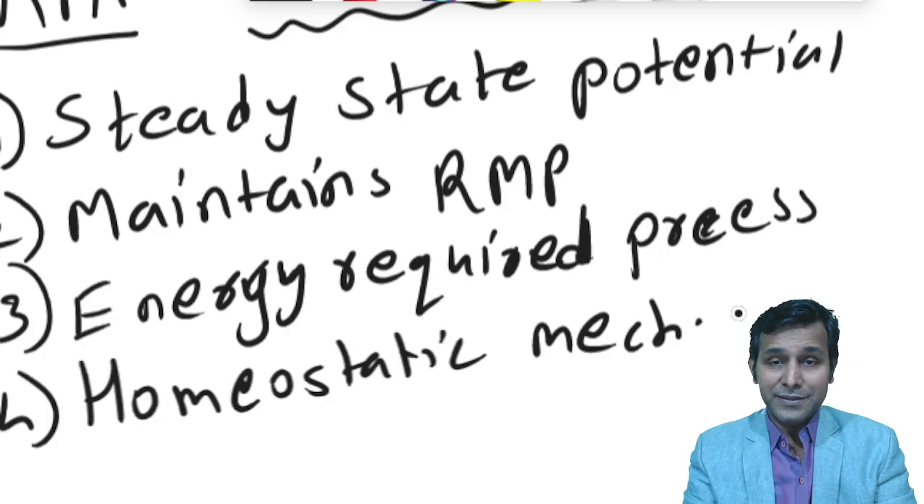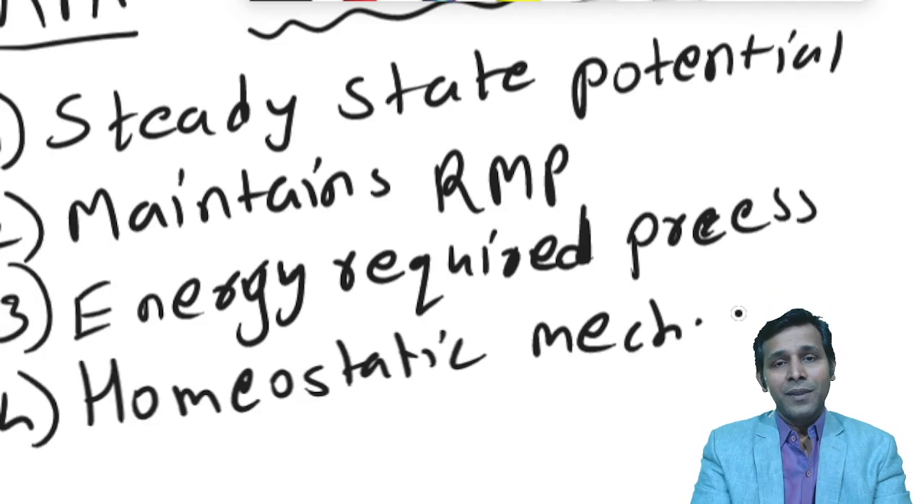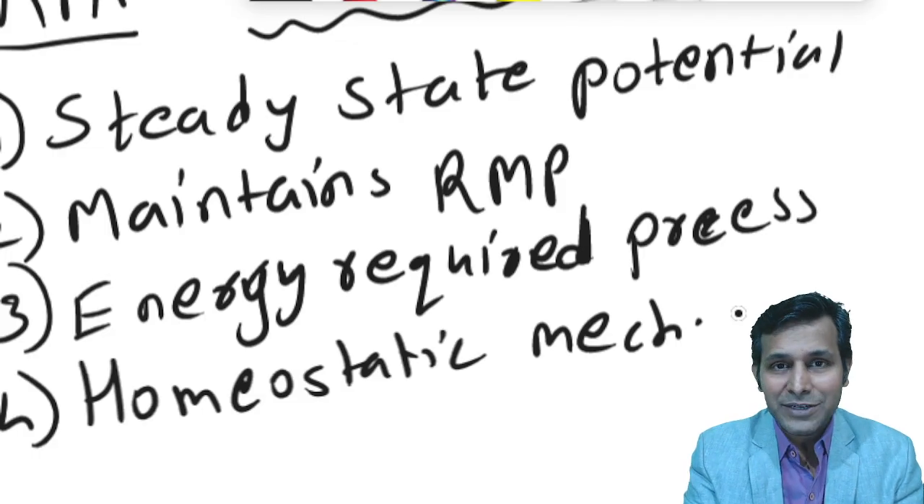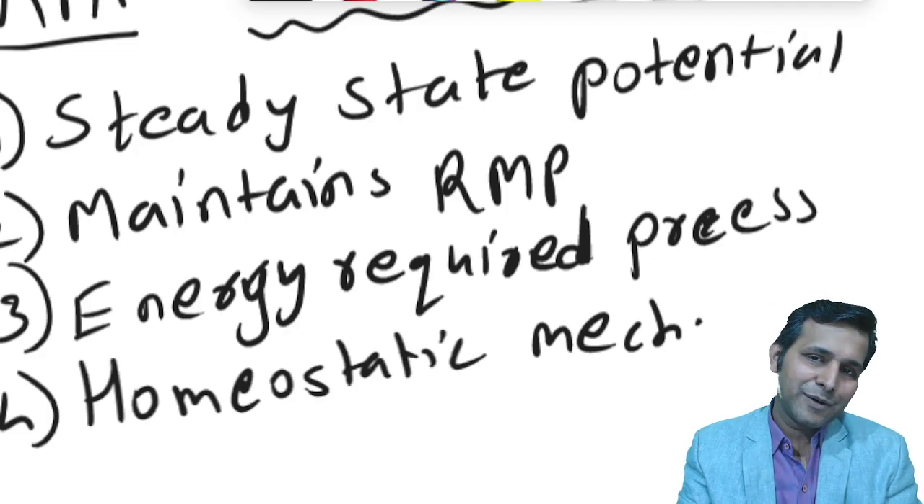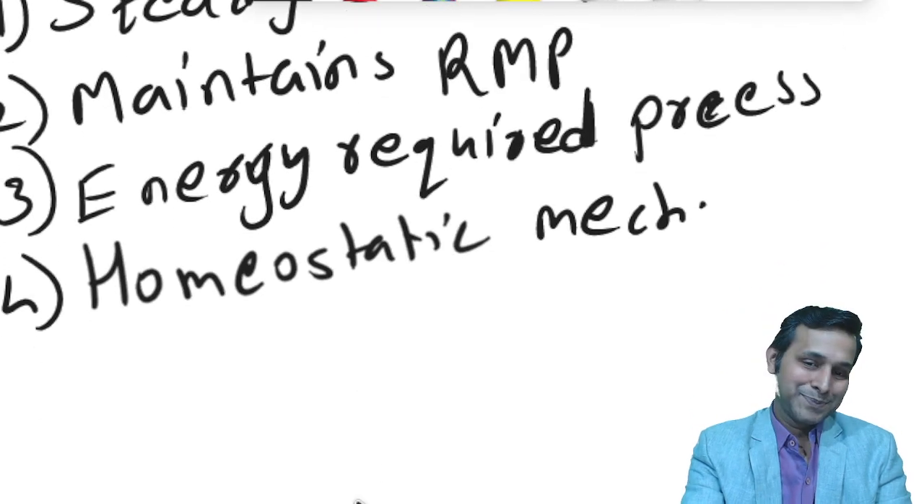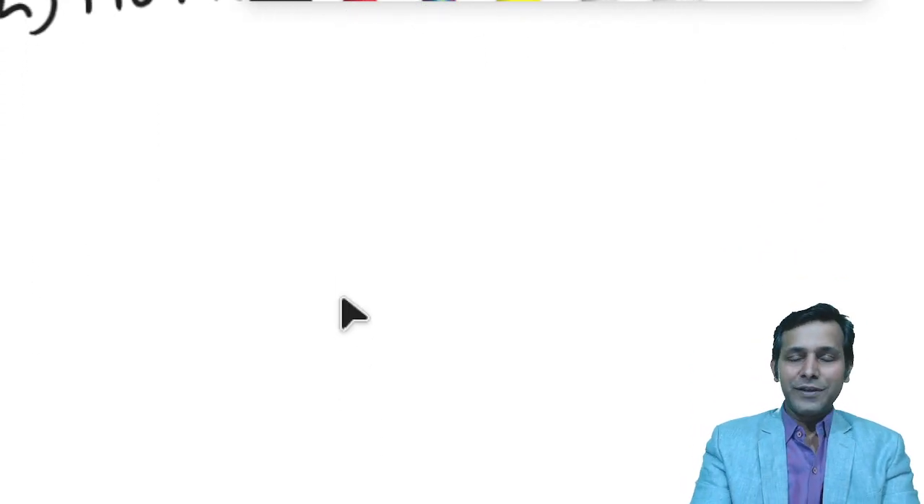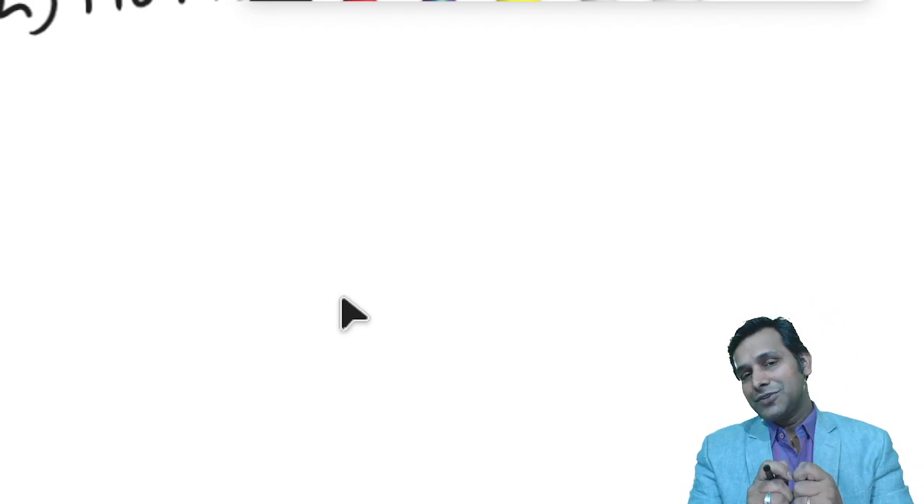The RMP is maintained. It is not by default. The cell needs to maintain RMP by investing certain energy in the form of ATP, and it's one of the homeostatic mechanisms of the cell. These are the four very interesting features of RMP. Now let us go with the concept of how RMP is generated.